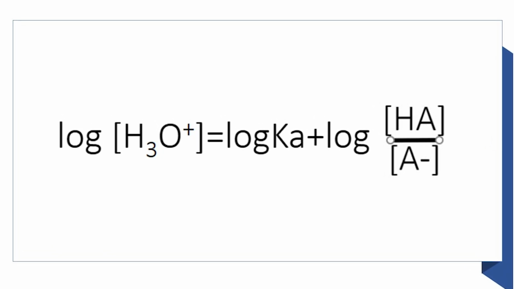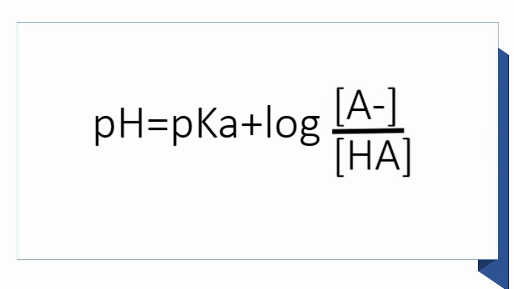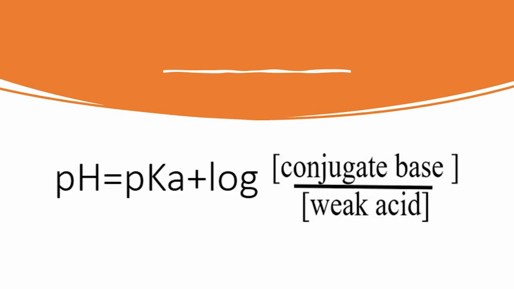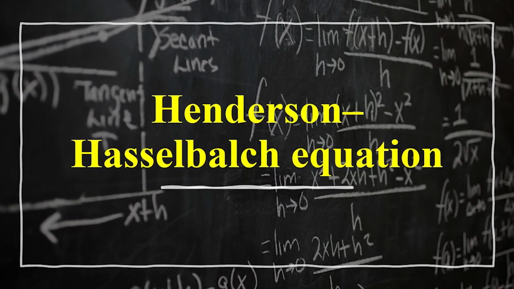So what will we get? Log of H3O+ equals log of Ka plus log of the molar concentration of HA divided by the molar concentration of A-. We know that negative log can be denoted as p. So negative log of H3O+ is equal to pH and negative log of Ka is equal to pKa. So our equation becomes pH equals pKa plus log of A- divided by the molar concentration of HA. Or we can say that pH is equal to pKa plus log of the molar concentration of conjugate base divided by the molar concentration of weak acid. This expression is known as the Henderson-Hasselbalch equation.